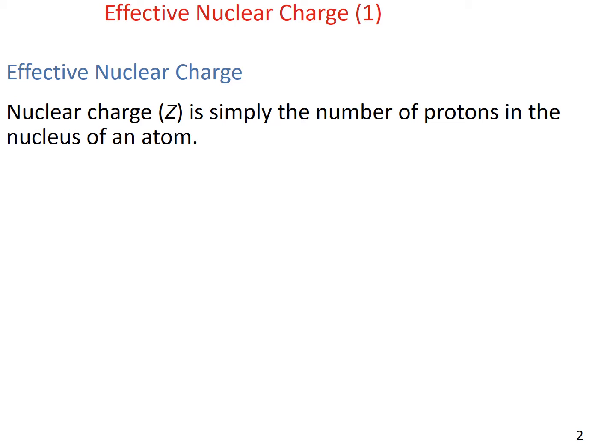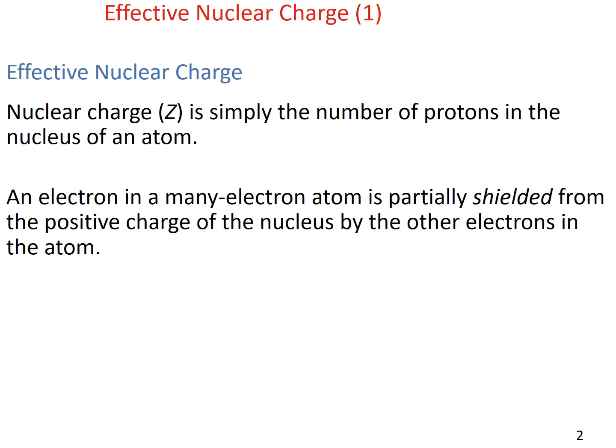You're familiar with the nuclear charge already because this is just based on the number of protons in the nucleus. Remember, protons are positively charged. So this nuclear charge is that positive charge associated with the nucleus. We have electrons in these many electron systems. They are partially shielded from that positive charge in the nucleus by other electrons in the atom.